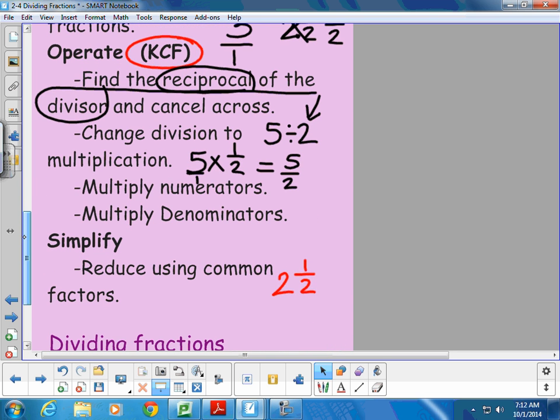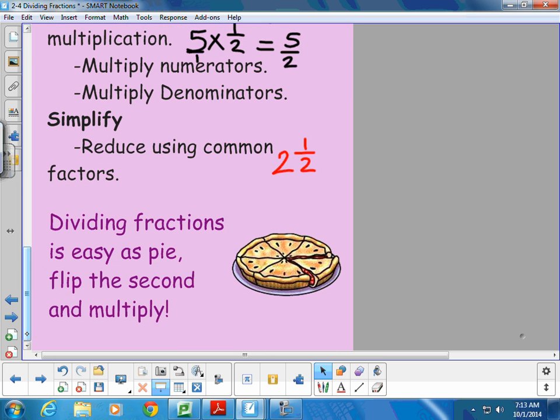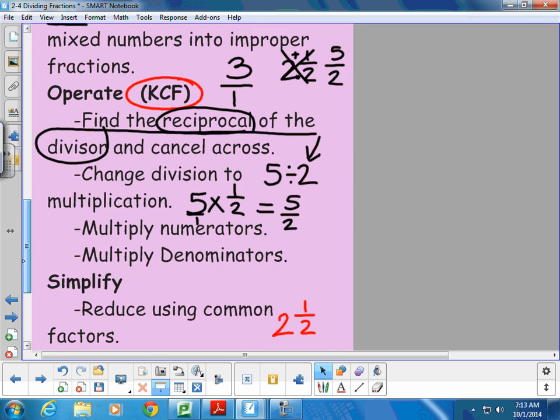Pretty much the only change from multiplication is that you keep, change, flip. You keep the first number, change division to multiplication, and change the second number, the divisor, to its reciprocal. Some of you may have learned this little phrase to help you remember, and it's totally a fine phrase: dividing fractions is easy as pie, flip the second and multiply. A nice little rhyme to help you out.